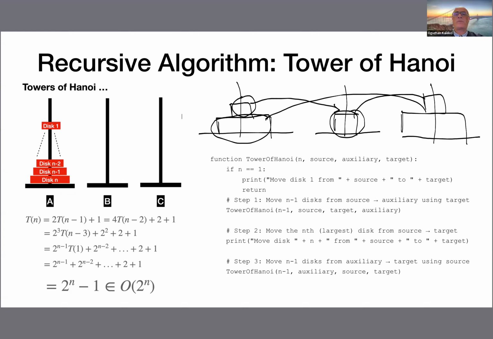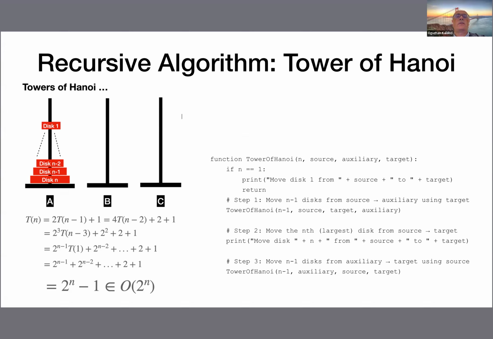So let's show it by T. When I have only one disk, T1 is equal to 1, right? And then whenever I have 2 disks, T2 is equal to 3, right? Okay, and then what will happen when I have 3 disks? So let's try to see it.